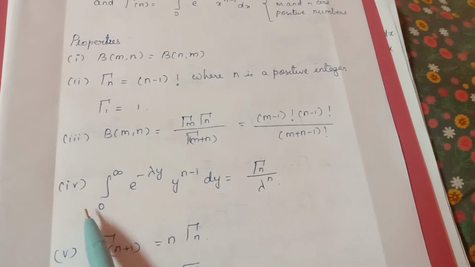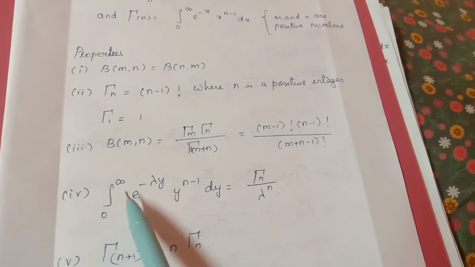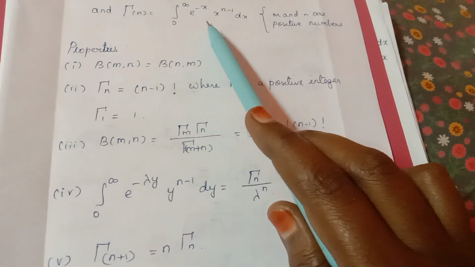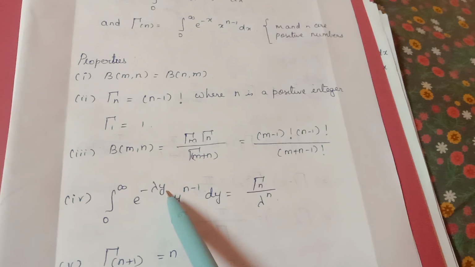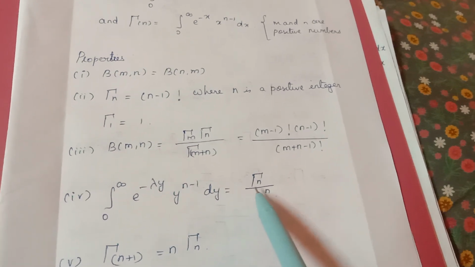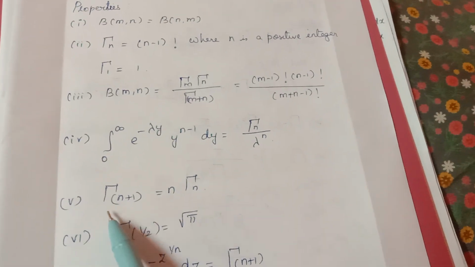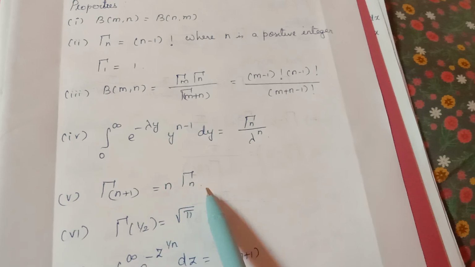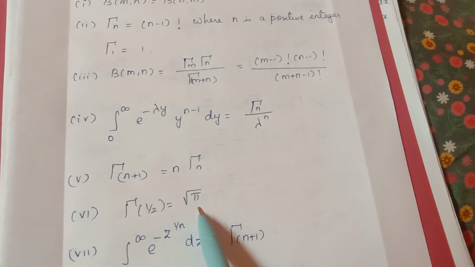Okay, next property is a slight modification of this gamma integral. Integral 0 to infinity, instead of this single variable x, suppose I have lambda y, e power minus lambda y into y power n minus 1 dy, it is equal to gamma of n by lambda power n. Okay, next one is gamma of n plus 1 is equal to n into gamma of n. Another one is gamma of half is equal to root pi.